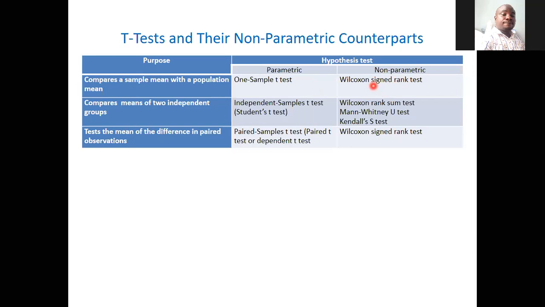Now, when you compare two independent groups, two means, the test is the independent sample t-test, while the non-parametric counterpart is either the Wilcoxon rank sum test, the Mann-Whitney U test, or Kendall's S test. All of them have the same logic, just different distribution. The process you use to calculate the Wilcoxon rank sum test and Mann-Whitney U is the same process, just at different stages. You use the value at a particular stage and go further with another one. So it's the same thing.